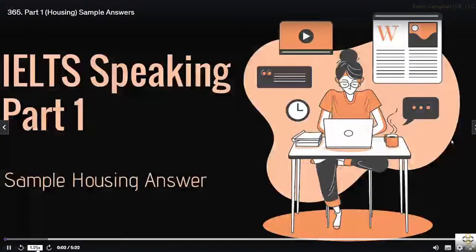All right, now we're going to go ahead and move into another one of the standard typical questions that you might get in part one, which is your housing. Again, it might be only one question about your housing and then they move on. It might be two questions about your housing, could be three. But let's look at some sample answers so you can have a good idea of how you're supposed to answer this question at a high level.